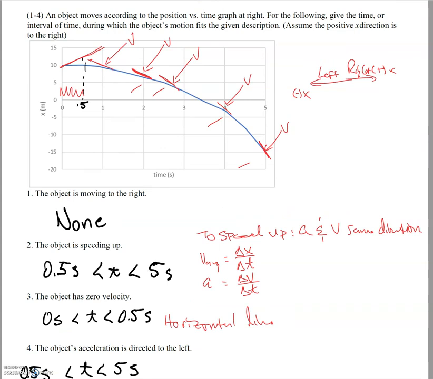One thing to note, if you're given a position versus time graph that has a curve like this, that looks something like a parabola, then that means you're going to have an acceleration. So for curved position versus time graphs, there is an acceleration.